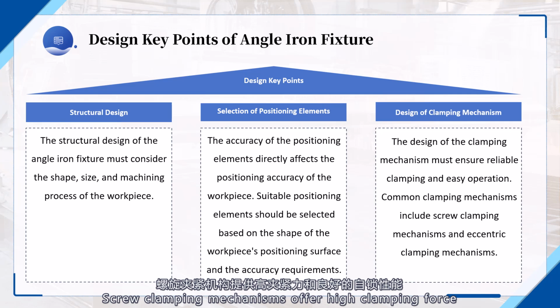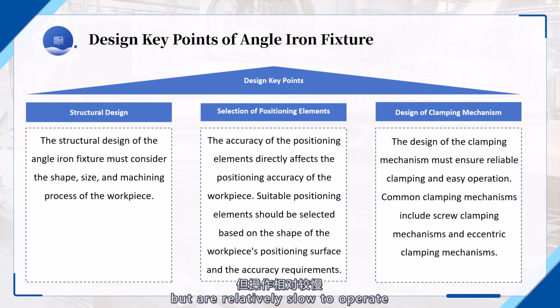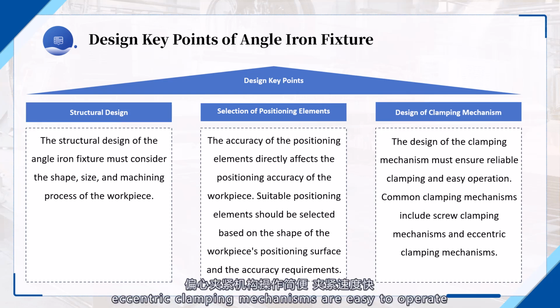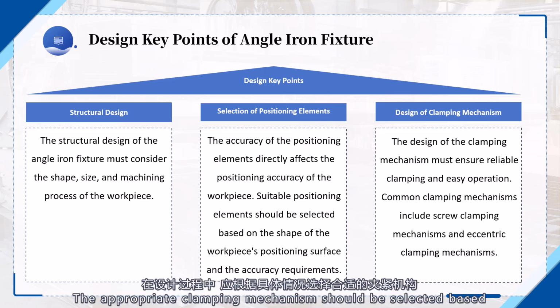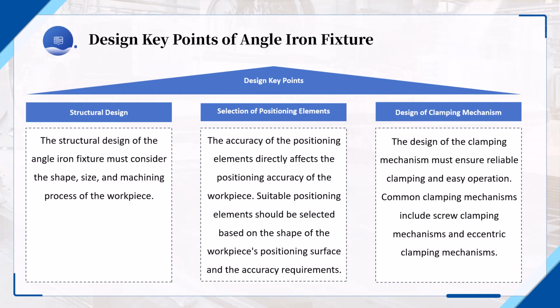Screw clamping mechanisms offer high clamping force and good self-locking performance, but are relatively slow to operate. Eccentric clamping mechanisms are easy to operate and provide fast clamping speed, but the clamping force is relatively smaller. The appropriate clamping mechanism should be selected based on the specific situation during the design process.